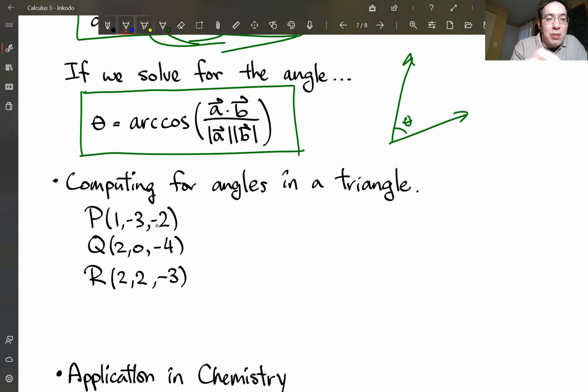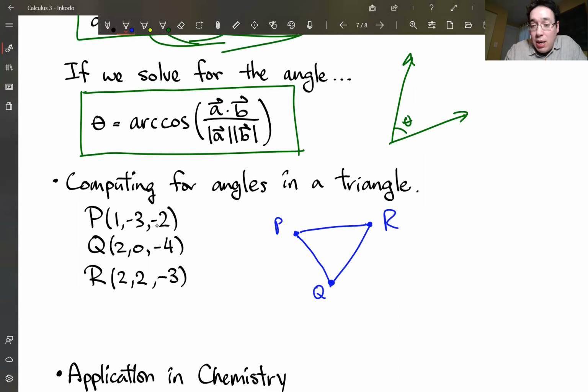Okay, so here's how to use them. For example, we have 3 points, P, Q, and R. Imagine this in 3-dimensional space. And we want to compute, let's say, the 3 angles in this triangle. How do you do it? We don't have to 3D print them, right? What you could do is form vectors out of these. So maybe I'll compute the angle at P. We could get 2 vectors, PR and PQ.